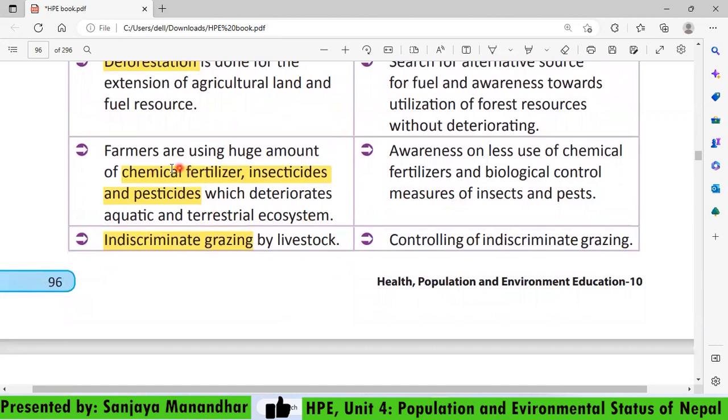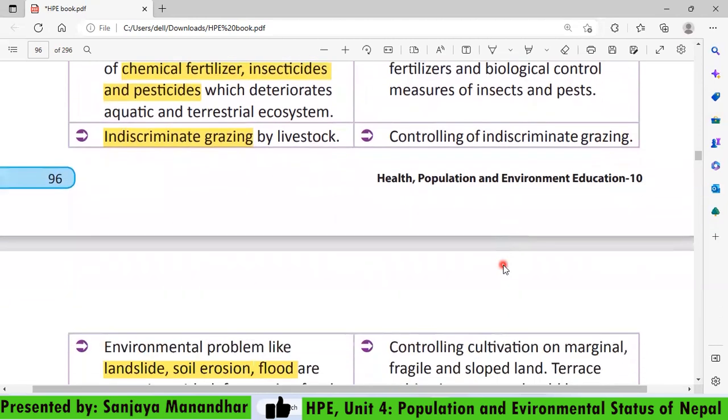Similarly, the next very important effect is the use of chemical fertilizers, insecticides, and pesticides. So this is a very important effect. And for that, what can we do? Awareness on less use of chemical fertilizers and biological control measures of insects and pests. We can use compost manure instead of chemical fertilizers. Next is indiscriminate grazing. Same as mountain region, it also has the same problem. And for that, we have to control random grazing.